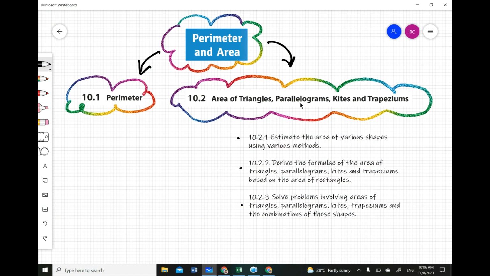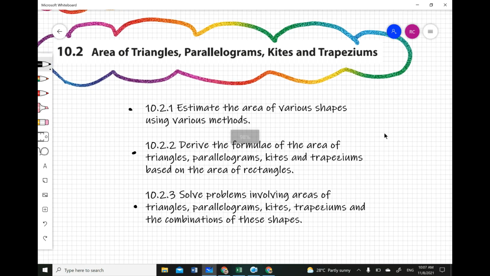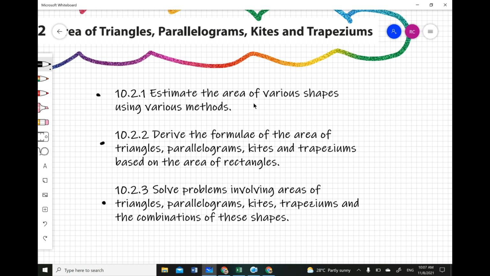Today we are going to learn the second part of this topic, which is the area of triangles, parallelograms, kites, and trapezium. We are going to learn how to find the area of all these four different types of shapes. First, we are going to estimate the area of various shapes using various methods. Second, we are going to derive the formula of the area of triangles, parallelograms, kites, and trapeziums.